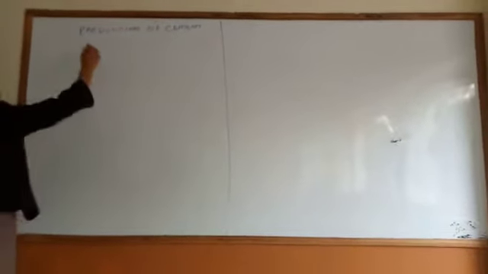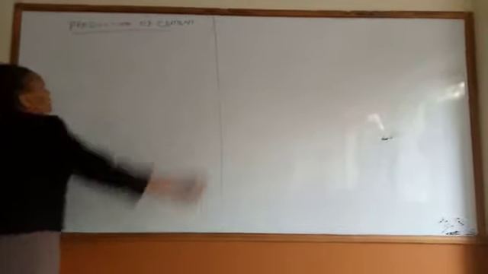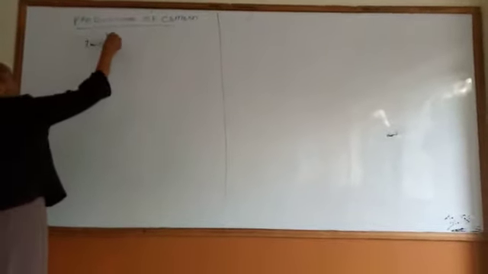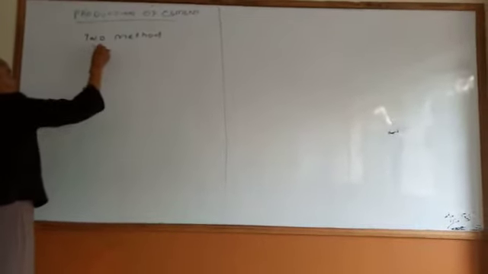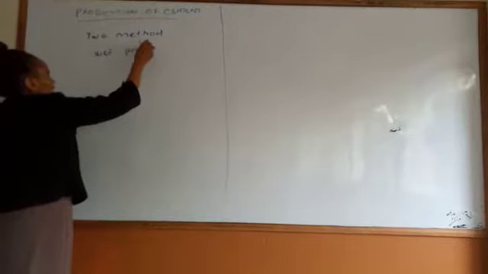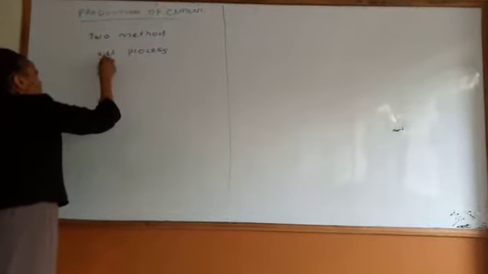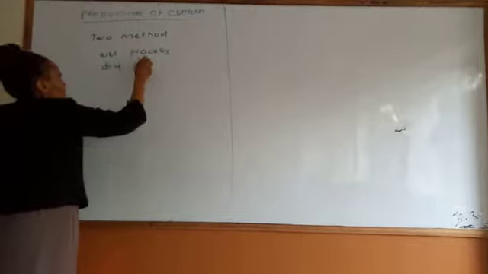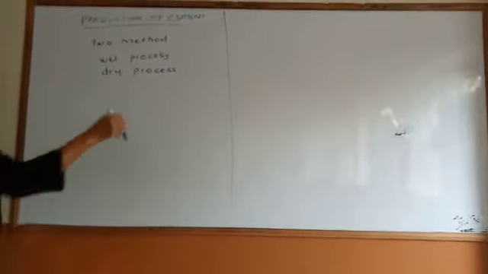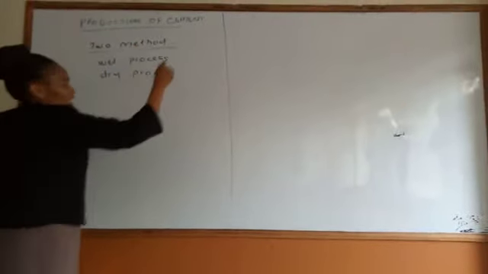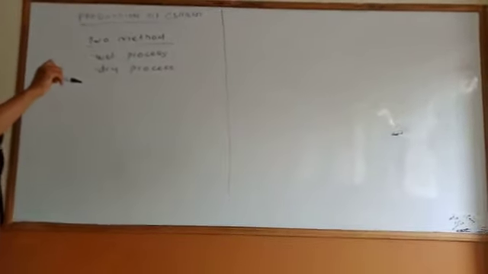Good morning, students. Today we are going to talk about the production of cement. When we are talking about the manufacture of cement, we have two methods of cement production: the wet process and the dry process. But in these two cases, there are several steps that have to be followed.